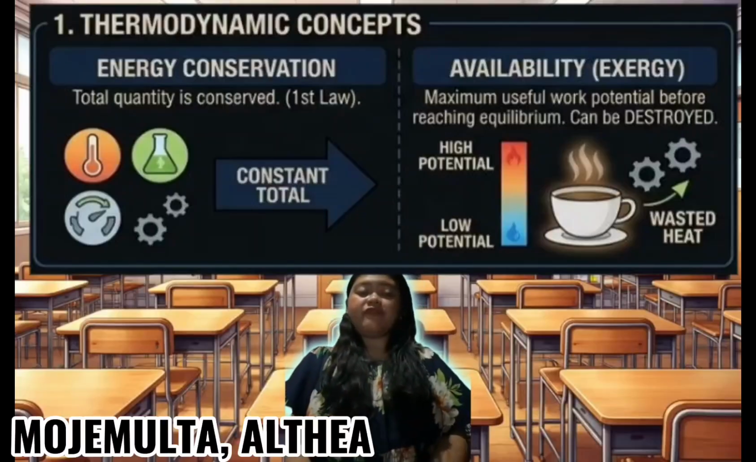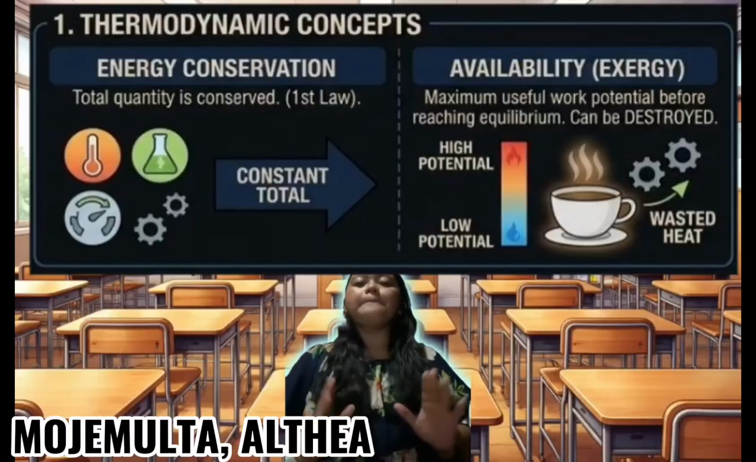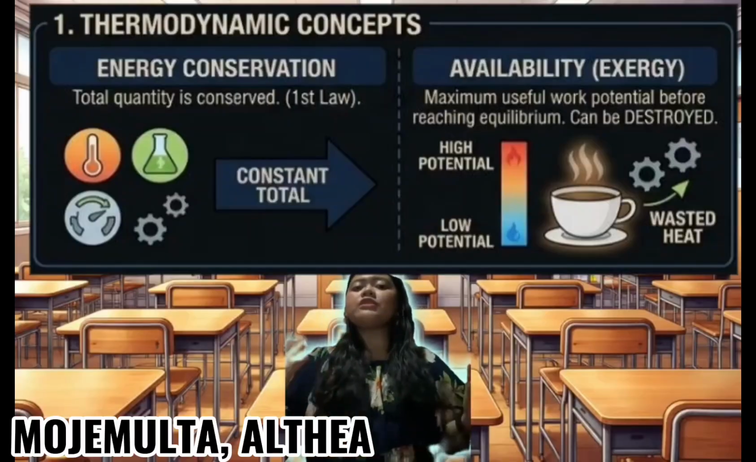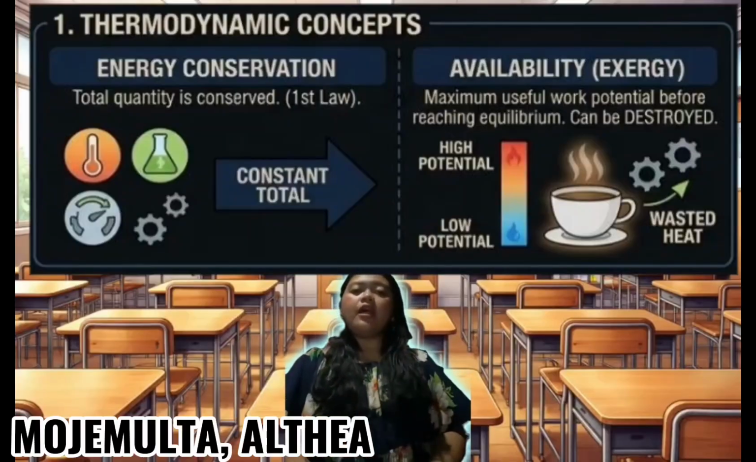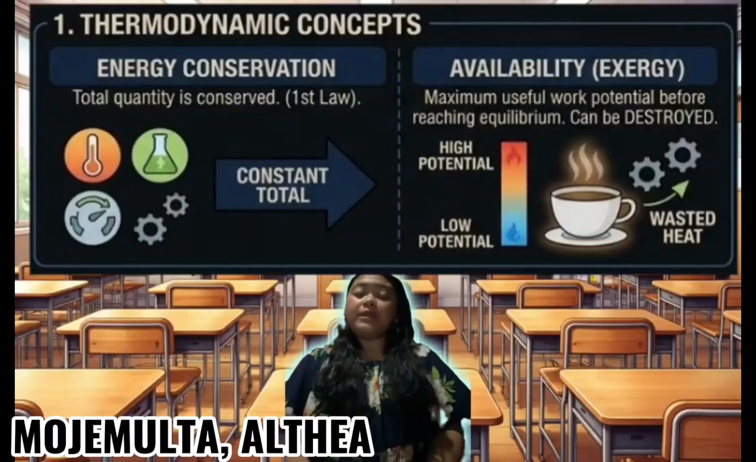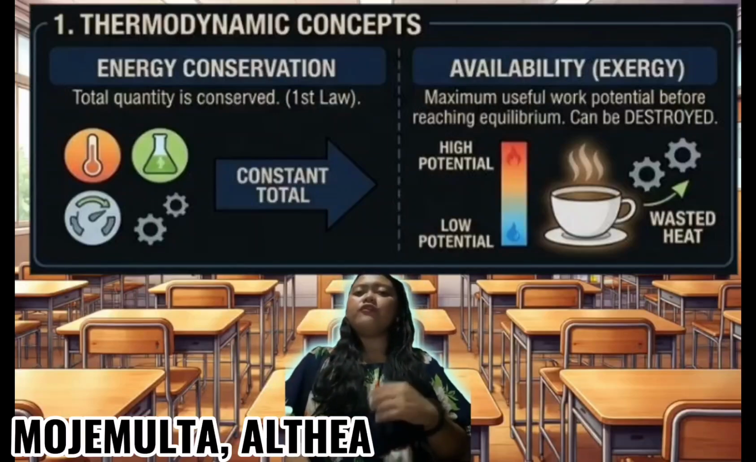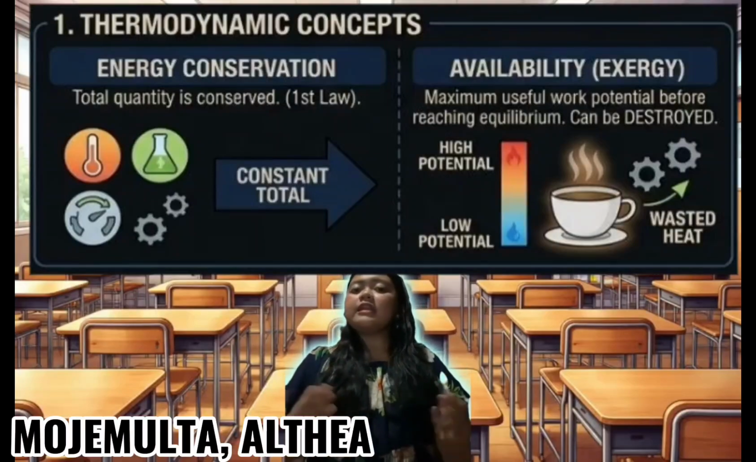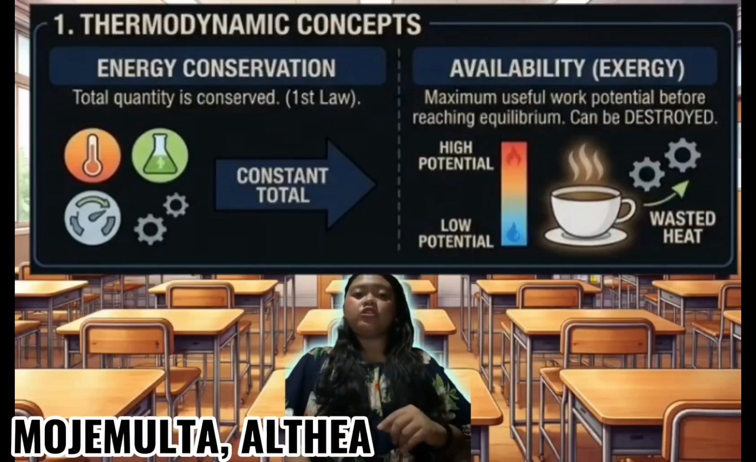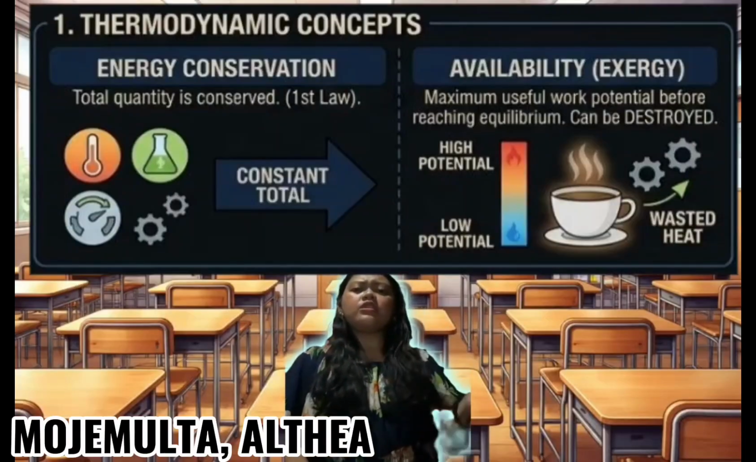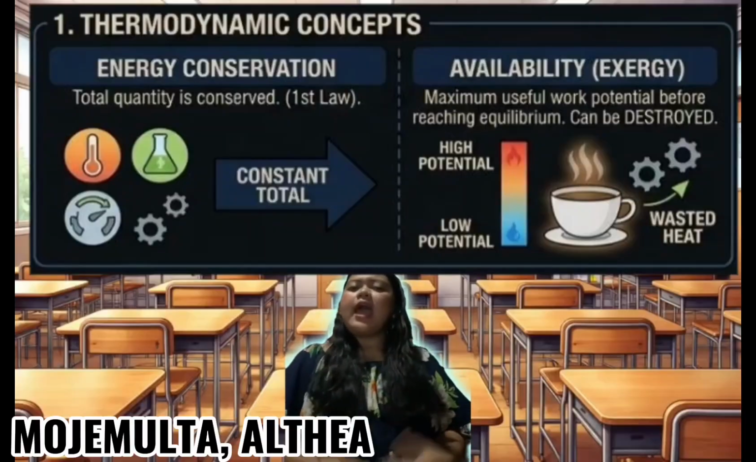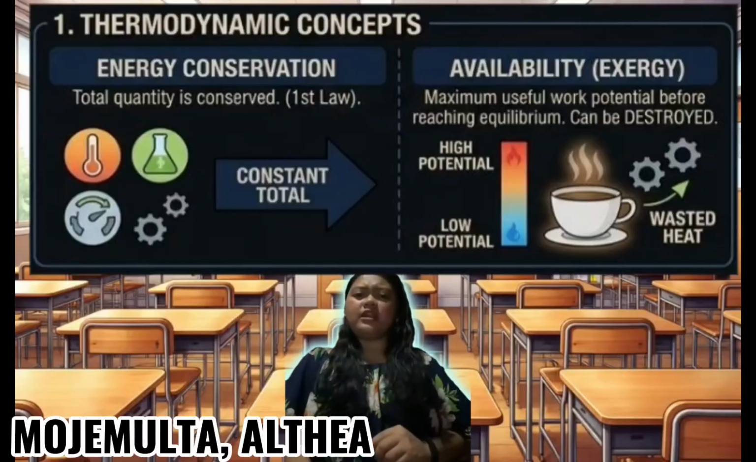Efficiency improvement means finding ways to reduce waste energy, maximize useful work output, and use available energy more effectively. This concept is connected to availability, also called exergy. So what is availability or exergy? Availability or exergy refers to the maximum useful work that can be obtained from a system before it reaches equilibrium with its surroundings. In simple terms, energy tells us how much energy exists. Availability tells us how much of that energy can still be useful.